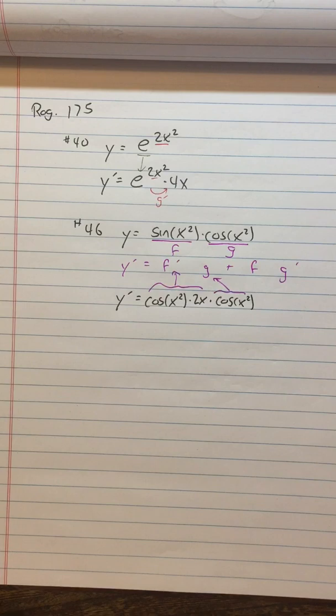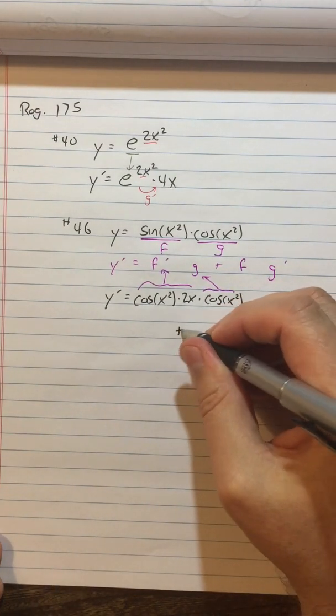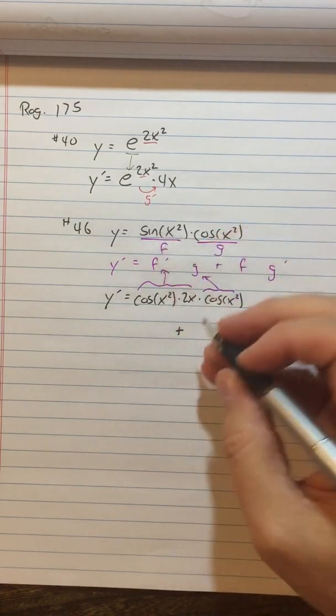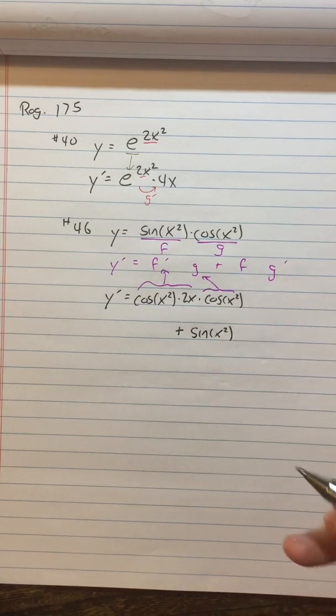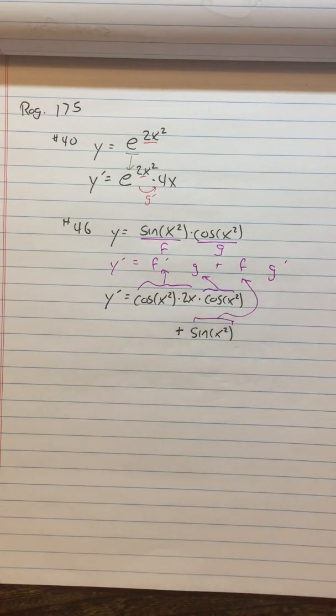Then I have to go plus, and to keep it all fitting on my paper, I'm going to drop down a line and go plus. Now I have to go f g prime. So f is sine of x squared. I'm not doing any derivative there, but that's my f. And then I have to have g prime.